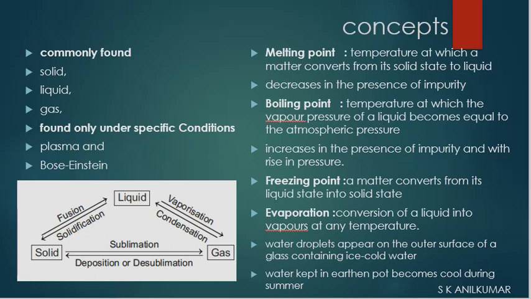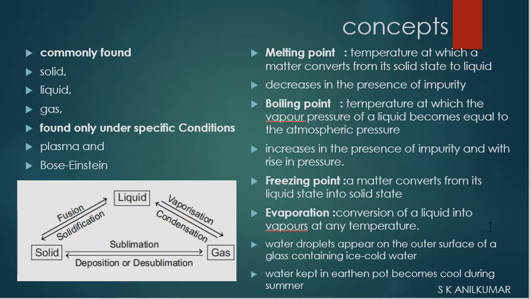So what happens is when you heat, when the temperature increases, the particles of the liquid start moving, start agitating, and then they create a pressure. When this vapor pressure becomes equal to the atmospheric pressure, it is called boiling point, because at this point, water will start becoming vapor. This boiling point increases in the presence of impurity and the rise in pressure. Melting point decreases in the presence of impurities. Boiling point increases in the presence of impurities.